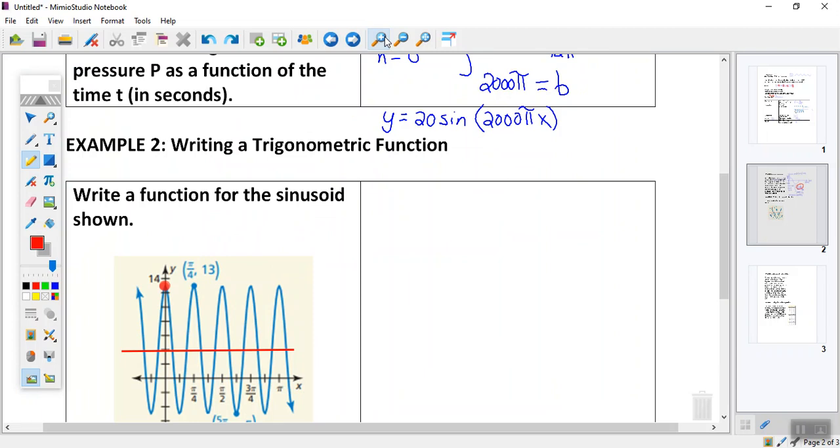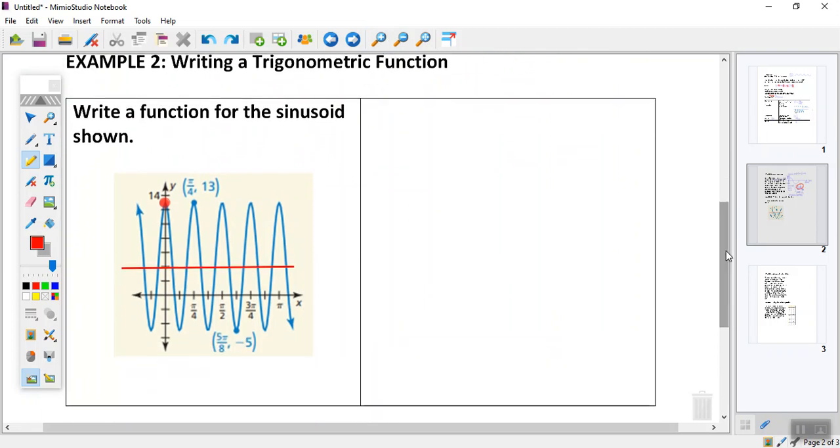Okay, so I'm going to jot that down here. We think it's a positive cosine. Look, the way it starts at the y-axis. So I'm going to write this down. Okay. First thing I'm going to ask about then is the midline.